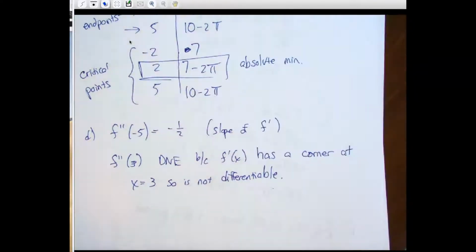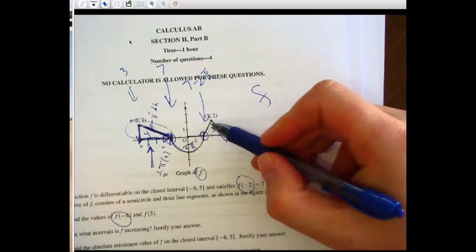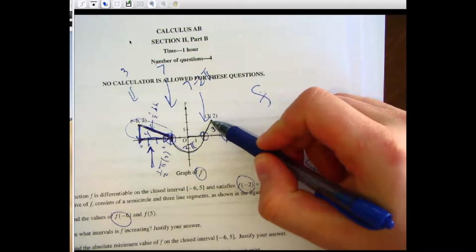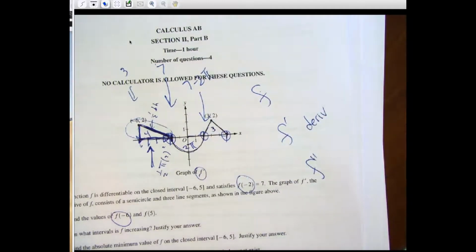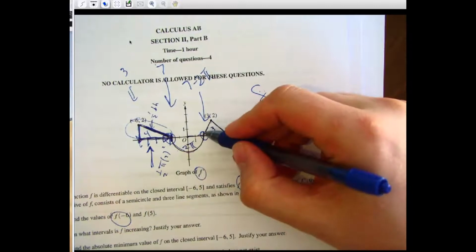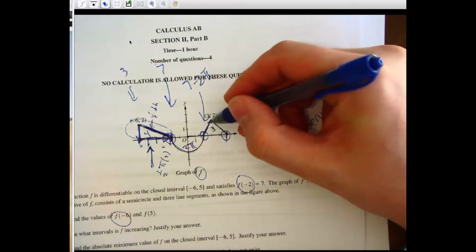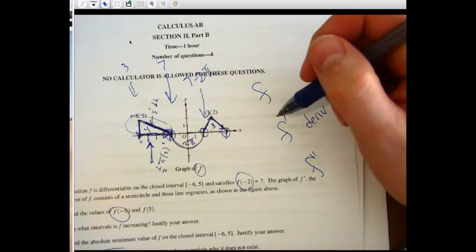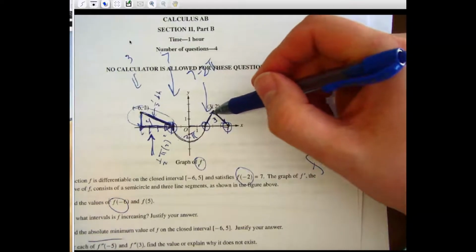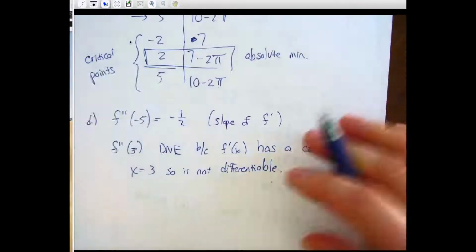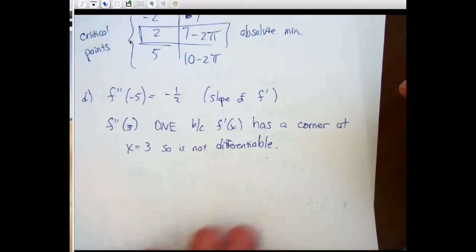And then f double prime of 3 doesn't exist because you're asking to take the derivative here. So the derivative, if it's going to exist, needs to match. In this case, we get a positive derivative from this side and then a negative after, and I wouldn't know which one to use. So f double prime of 3 does not exist because it's a corner, so it's not differentiable.